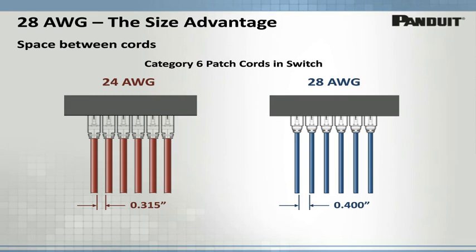Now let's take a look at the space between cables when Cat6 patch cords are plugged into a typical switch or patch panel. For the 24 gauge cords on the left in red, the open space between the cables, as you can see, is just over 300 thousandths of an inch. Where for the 28 gauge cables on the right in blue, there is 400 thousandths of open space between the cords. Now this may not sound like much, but it's actually 27% more open space, which actually means a number of benefits.